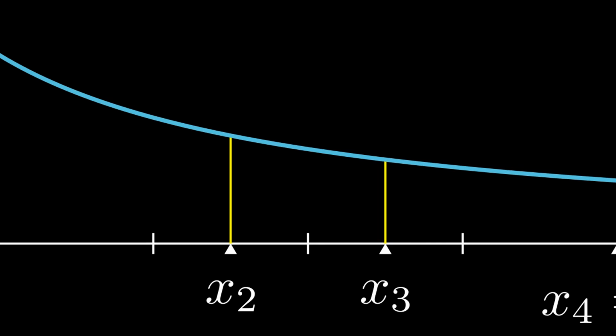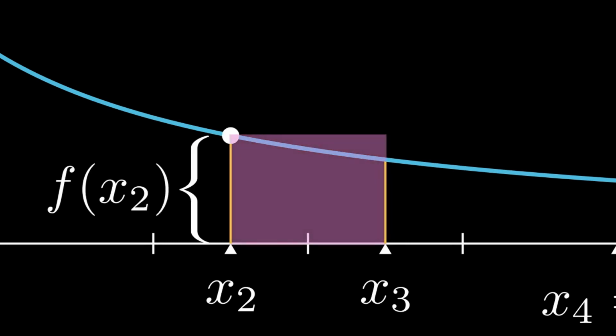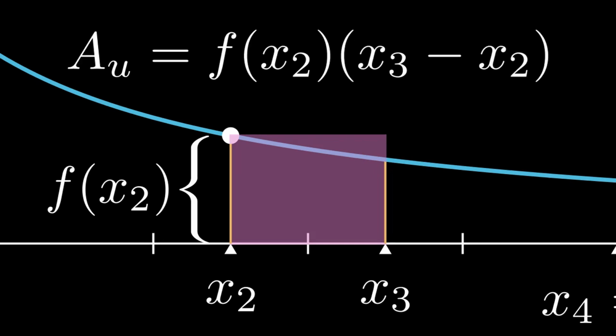We could take, for example, the height of the rectangle to be the maximum value of the function in this subinterval. In this case, it would be f(x2). Then the area of the rectangle, which we will denote as upper area, A_u, would be the height, f(x2), times the width, x3 minus x2.